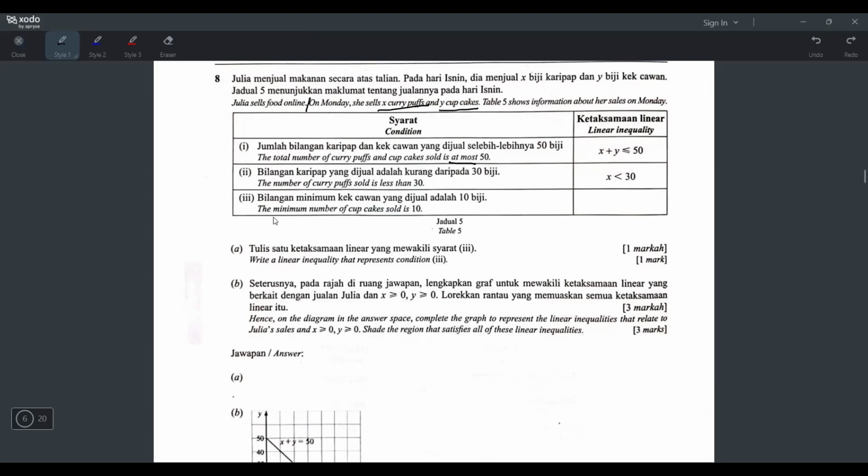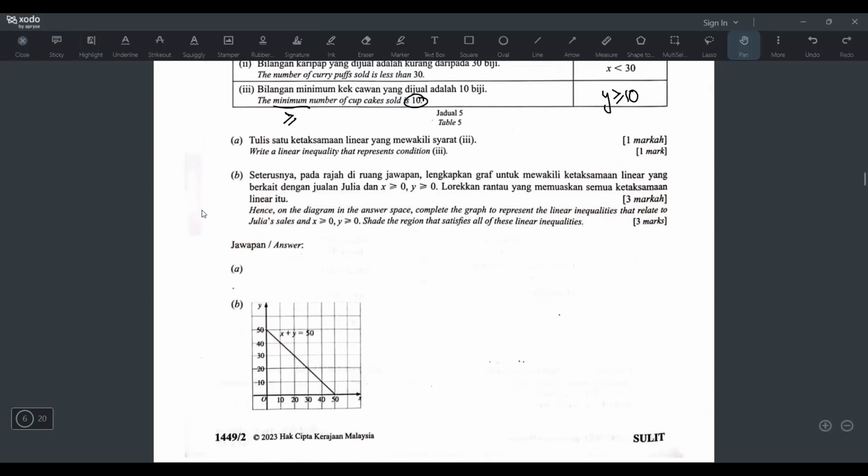Okay, next one. The minimum, okay, minimum, the symbol have to be bigger or equals. Minimum means dia punya simbol adalah besar atau sama dengan. So minimum number of cupcake sold is 10. Okay, cupcake, they use Y represents number of cupcake. And they say minimum is 10. Sekurang-kurangnya 10. So kalau sekurang-kurangnya 10 means dia kena lebih atau sama dengan 10. Okay, because minimum 10 mah, it means you cannot be less than 10. It has to be 10 atau lebih. Okay, 10 or more. So Y has to be greater or equals 10. Okay, so sudah siap.